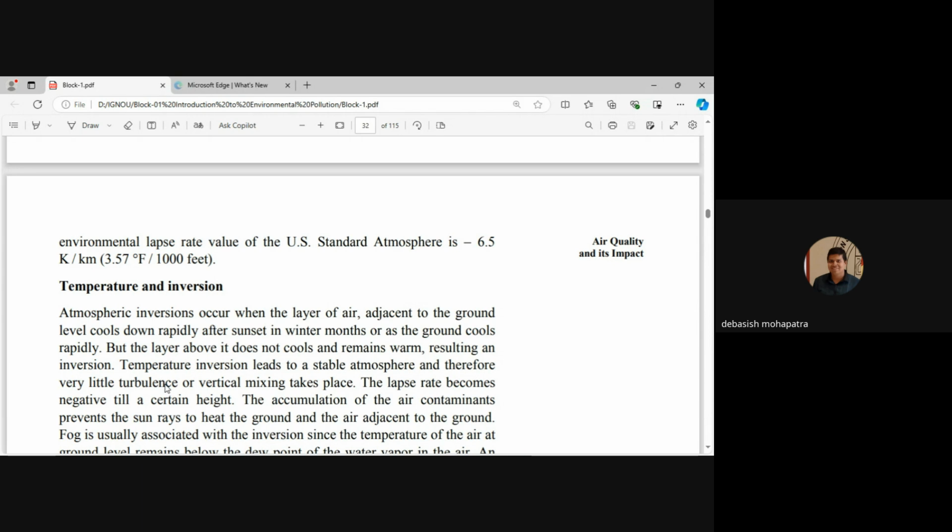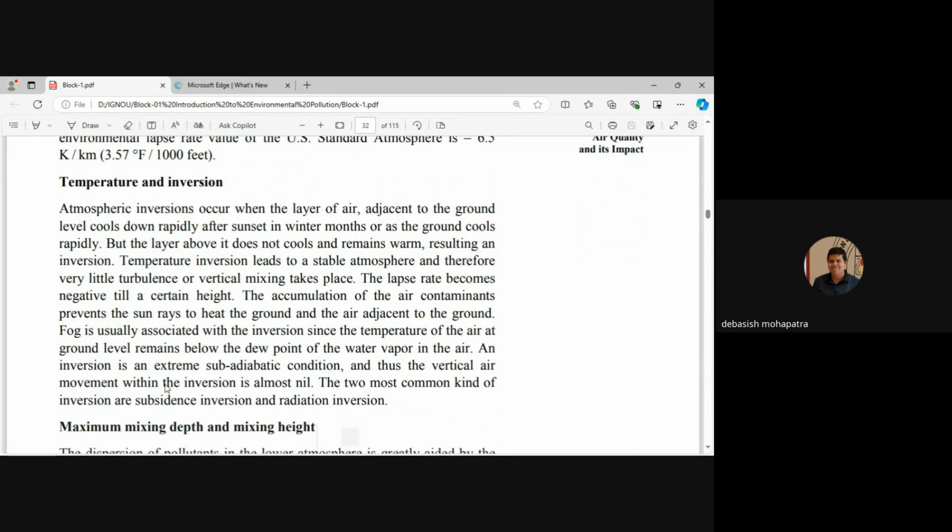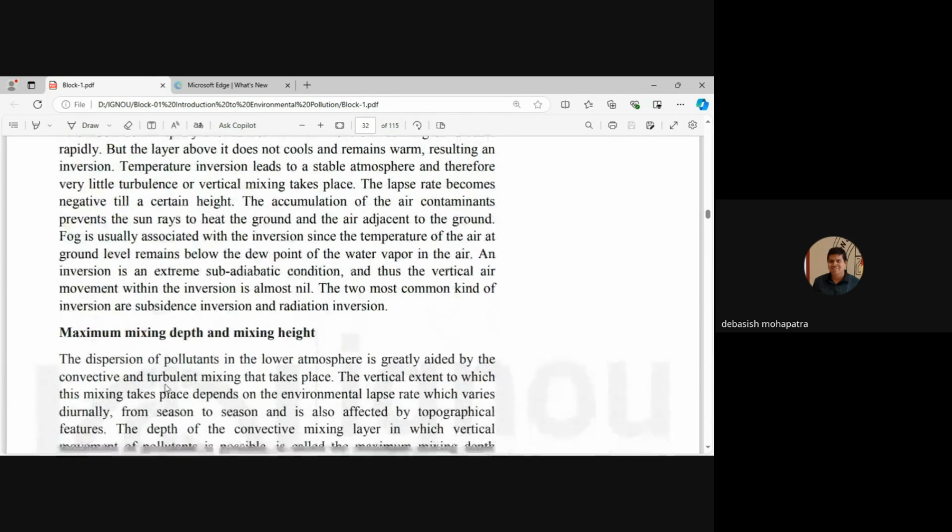So temperature inversion leads to a stable atmosphere, and therefore very little turbulence or vertical mixing takes place. So the lapse rate becomes negative up to a certain height. The accumulation of air contaminants prevents the sun rays from heating the ground and air adjacent to the ground. Fog is usually associated with the inversion since the temperature of the air at ground level remains below the dew point of the water vapor in the air. So inversion is an extreme sub-adiabatic condition, and thus the vertical air movement within the inversion is almost nil. The two most common kinds of inversion are subsidence inversion and radiation inversion. This is how the air gets trapped.